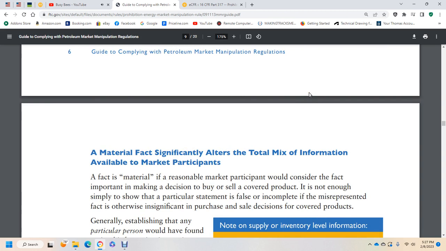A material fact is one that significantly alters the total mix of information available to the market participant. A fact is material if a reasonable market participant would consider it important in making a decision to buy or sell the covered product.